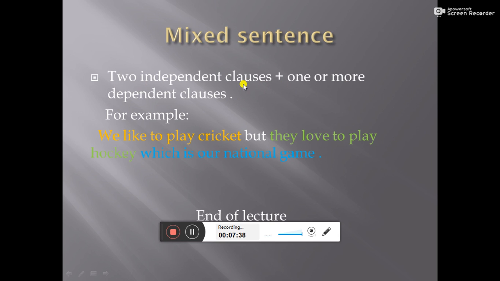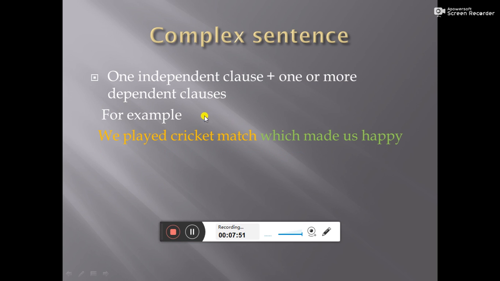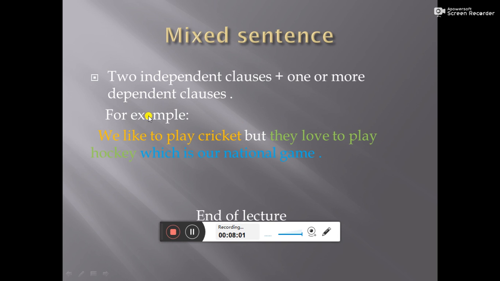In a mixed sentence, there are two independent clauses, but one or more dependent clauses could be there. If you compare the examples, for a complex sentence: we played a cricket match which made us happy, only one independent clause. Whereas in the mixed sentence, we like to play cricket but they love to play hockey, which is our national game, there are two independent clauses with one dependent clause.